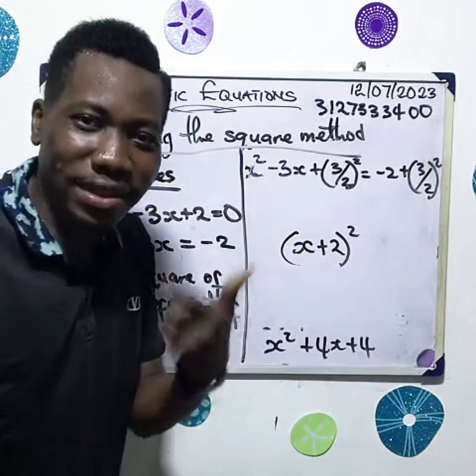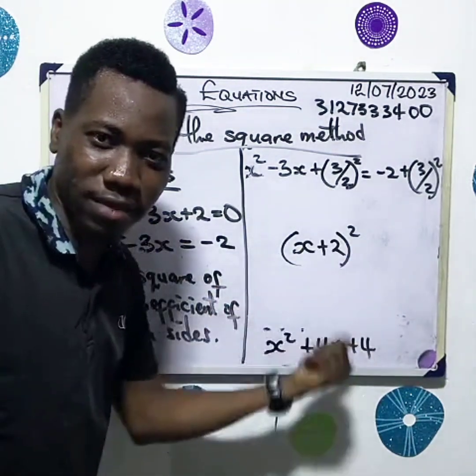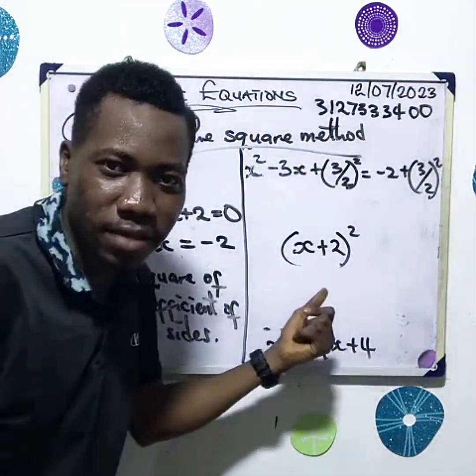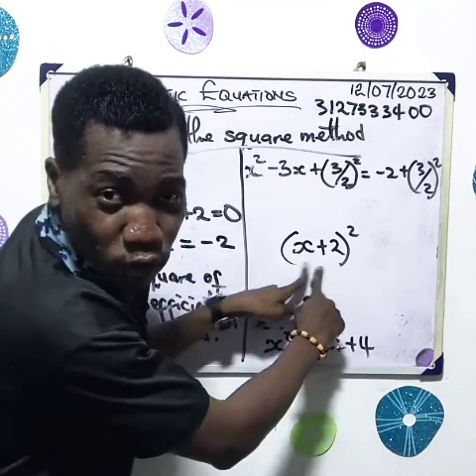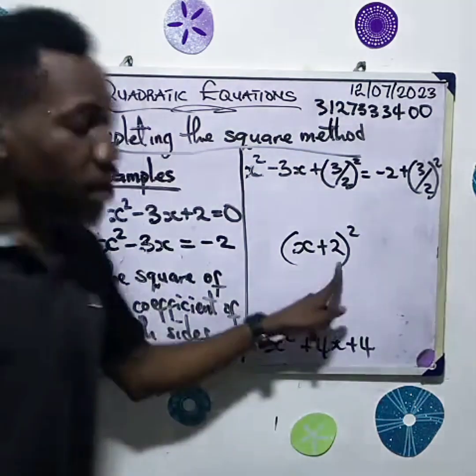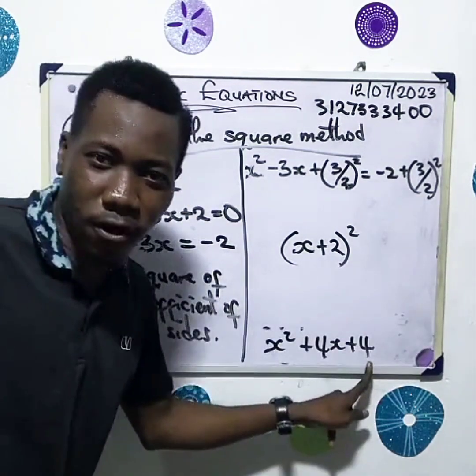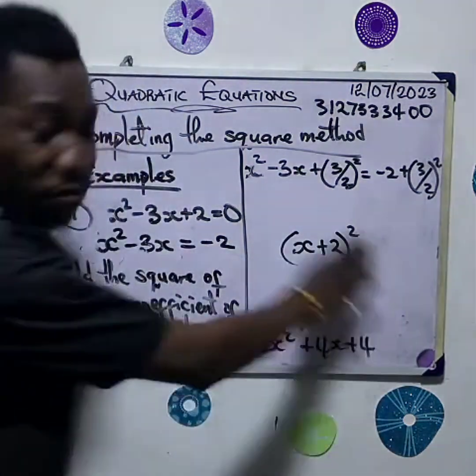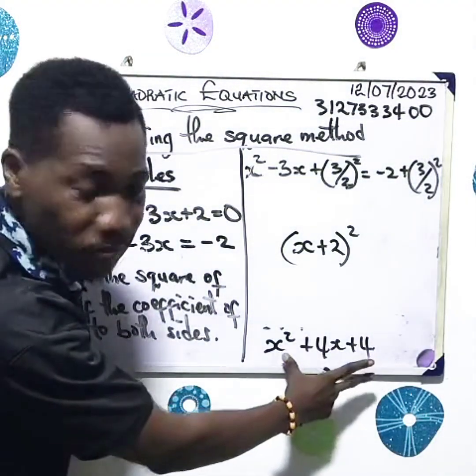Yes, for those that did not understand, I need them to understand so that we all can go together. The answer, alright. So x times 2 is 2x, right? Then times 2 is plus 4x. Now 2 squared, that's 4, alright? So anytime you have something like this, it will give us this.